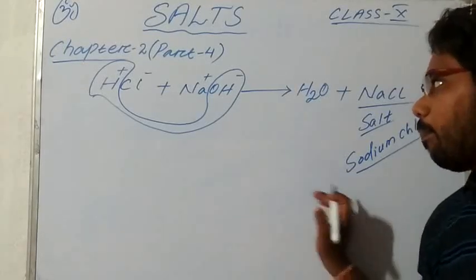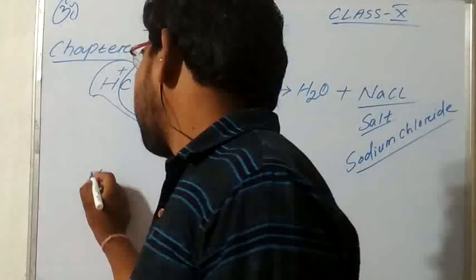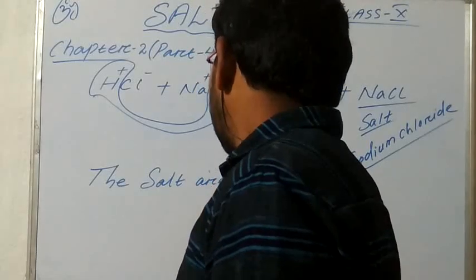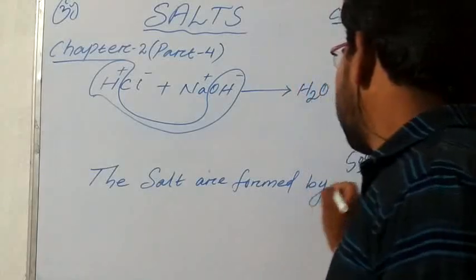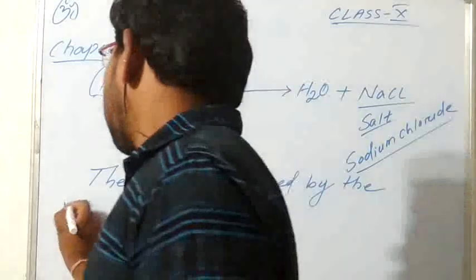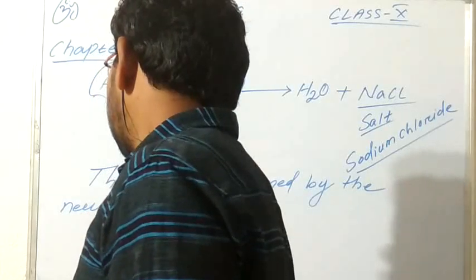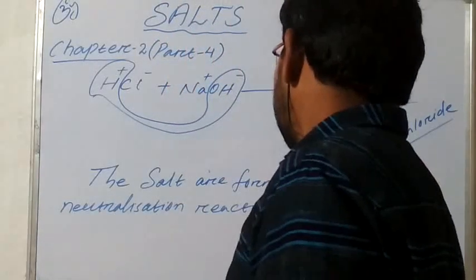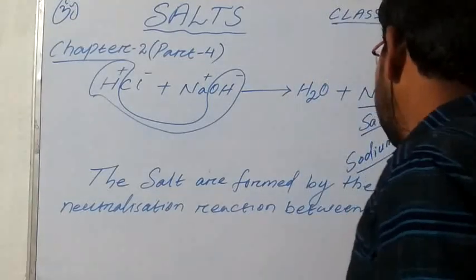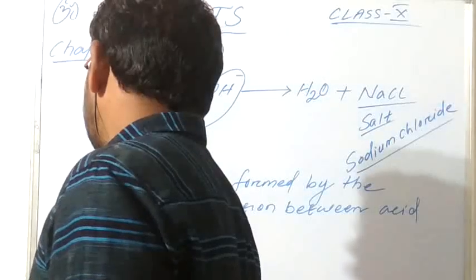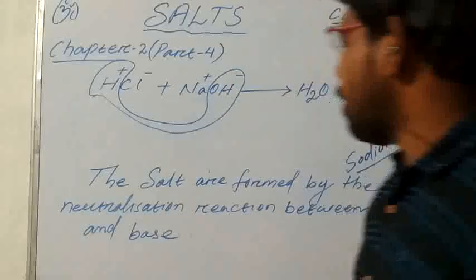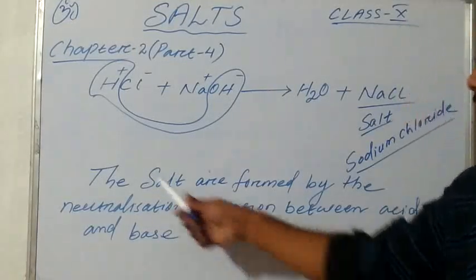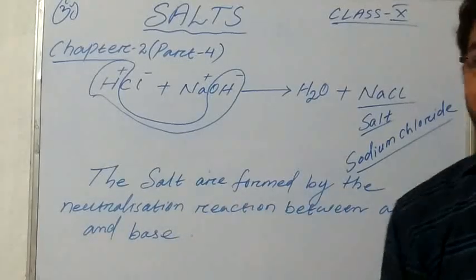So salts are formed by the neutralization reaction between acids and bases. This is the definition of salt. When an acid reacts with a base, it forms salt and water. Salts are formed by the neutralization reaction between acids and bases.